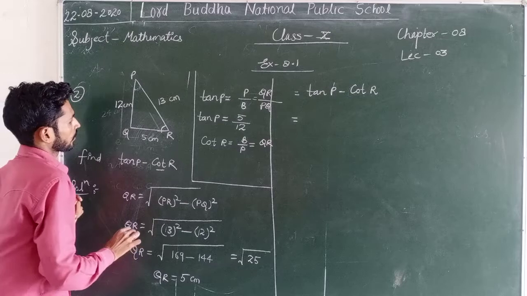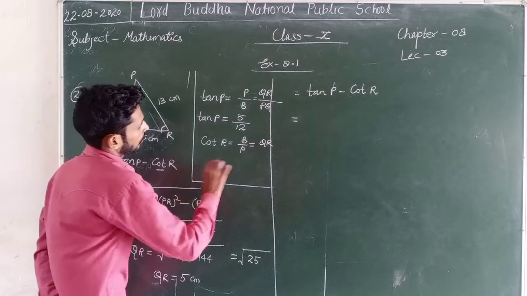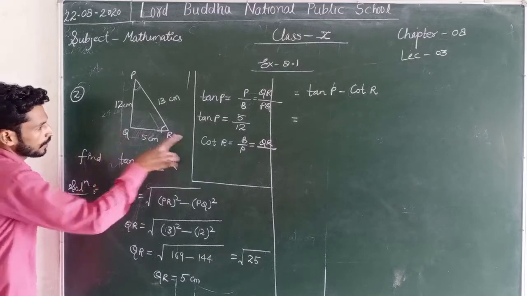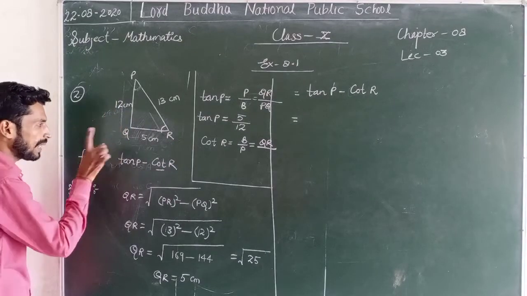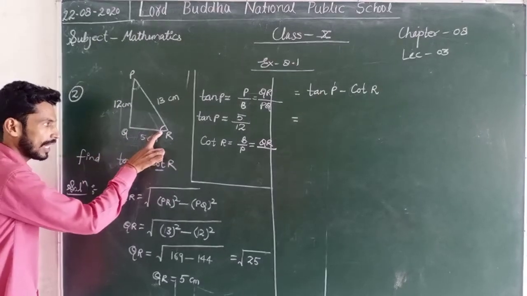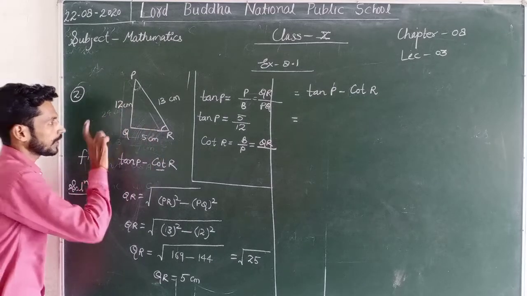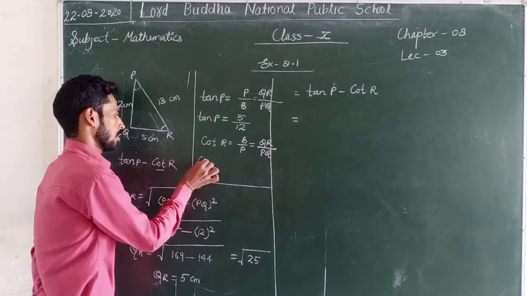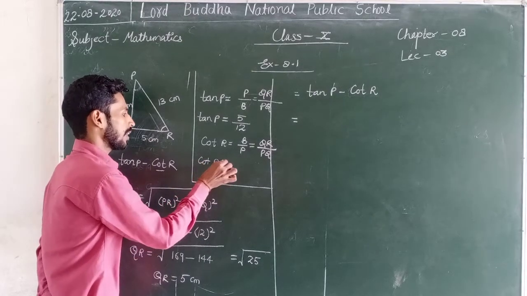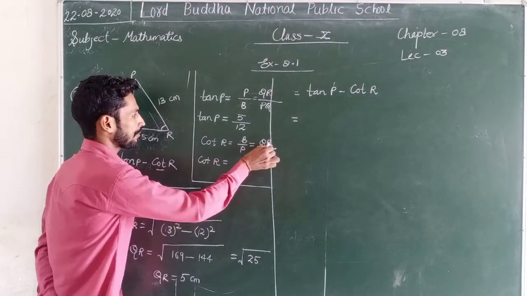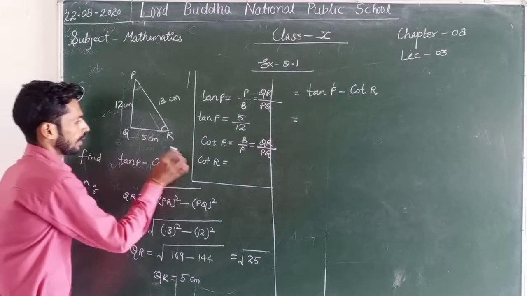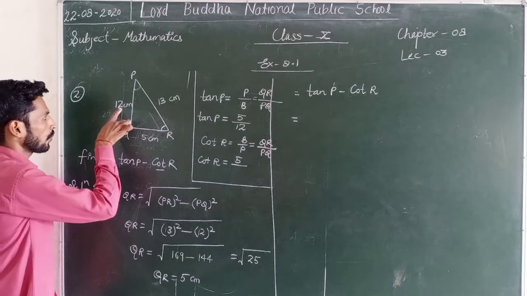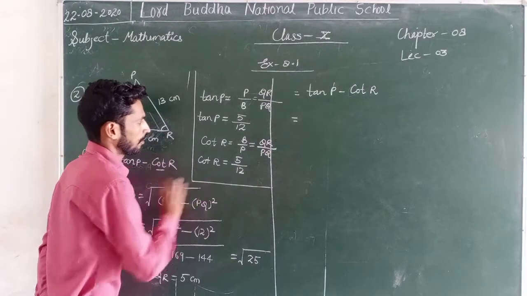QR. And next one is perpendicular. In the place of perpendicular for the angle R, there is PQ. So write here PQ. So cot R is equal to, in place of QR, we can put the value 5, upon in place of PQ, we can put the value of 12.